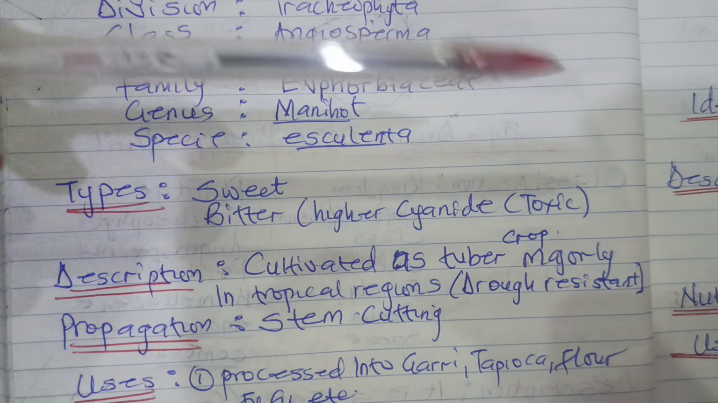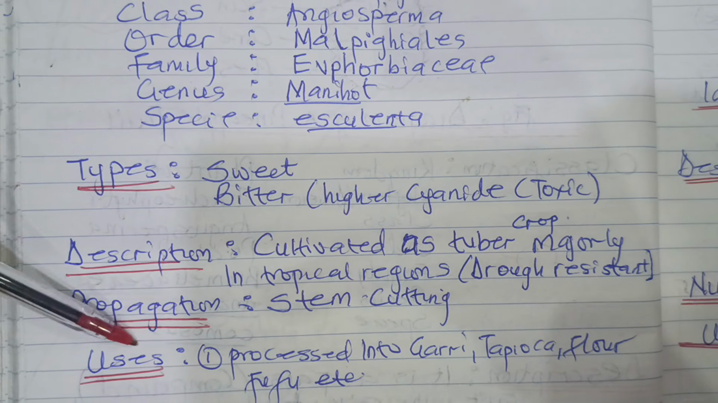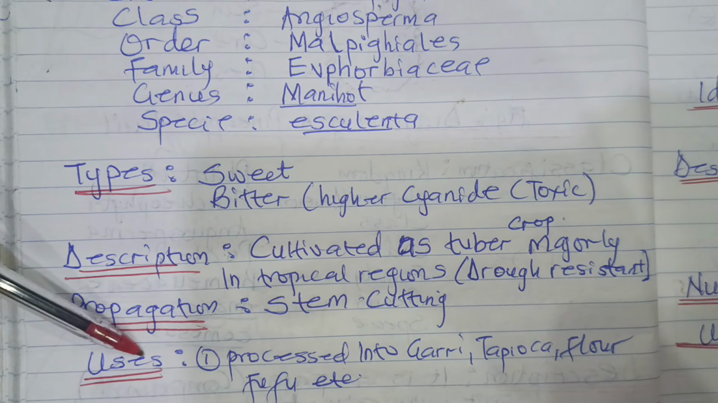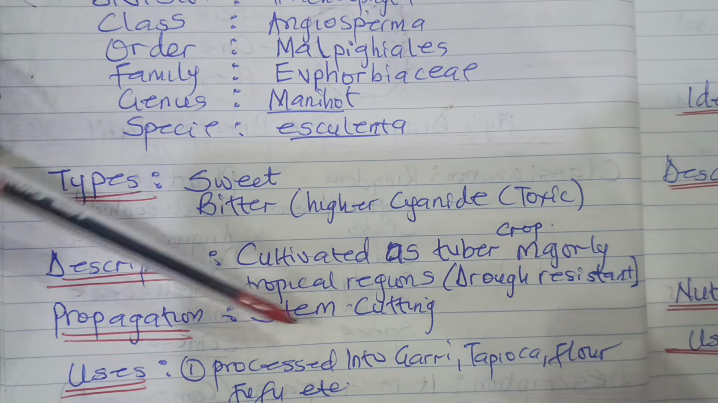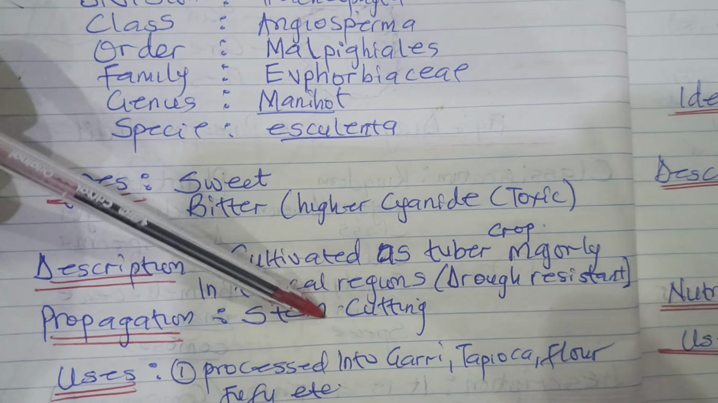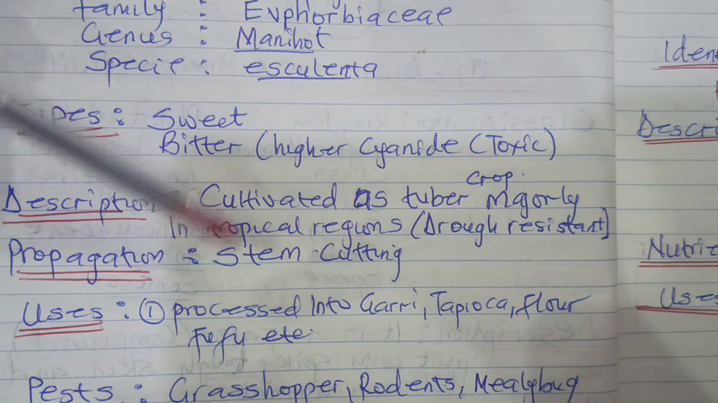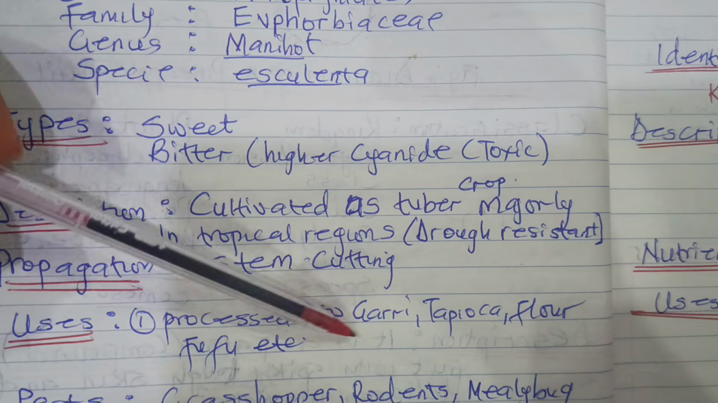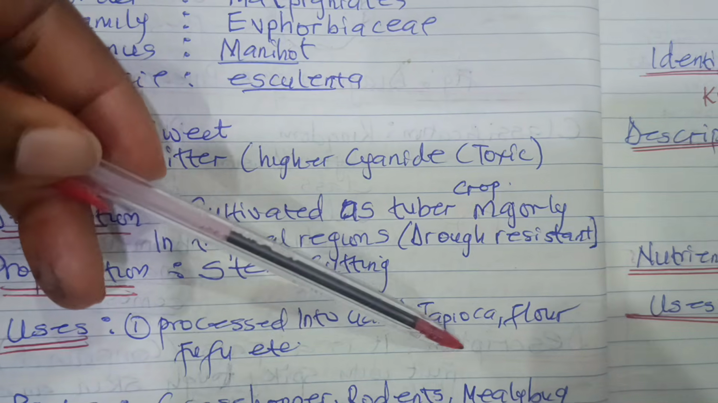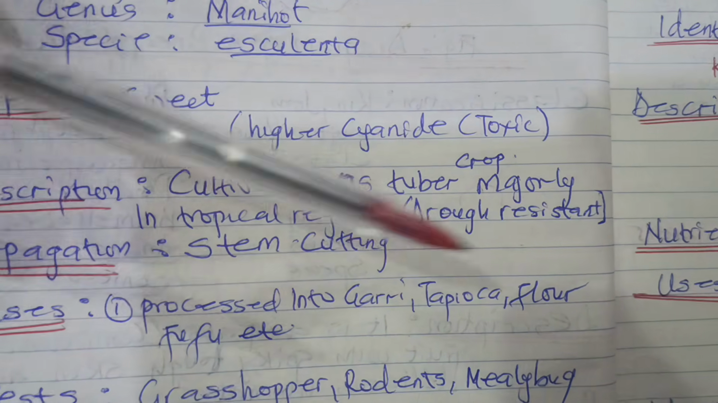Okay, harsh environmental conditions. So propagation, remember I told you propagation means how do we plant? We use stem. Cassava is planted by stem cutting, not by seed. All right, so uses: it can be used to process many food products like gari. We have the tapioca, we have the cassava flour, we have the fufu, and the rest.